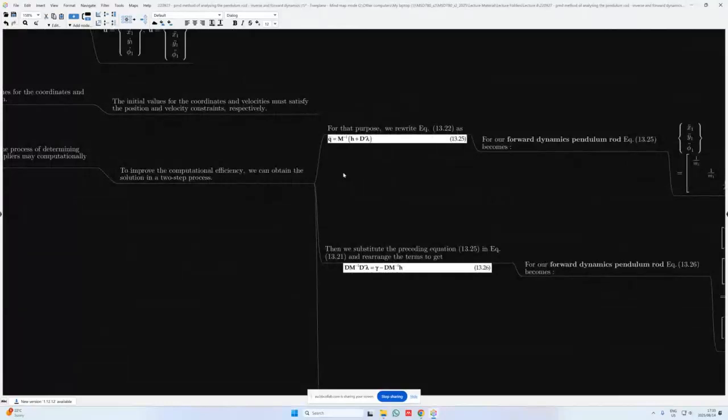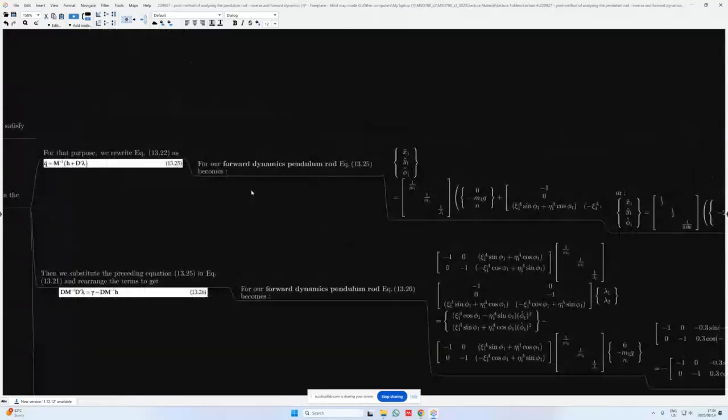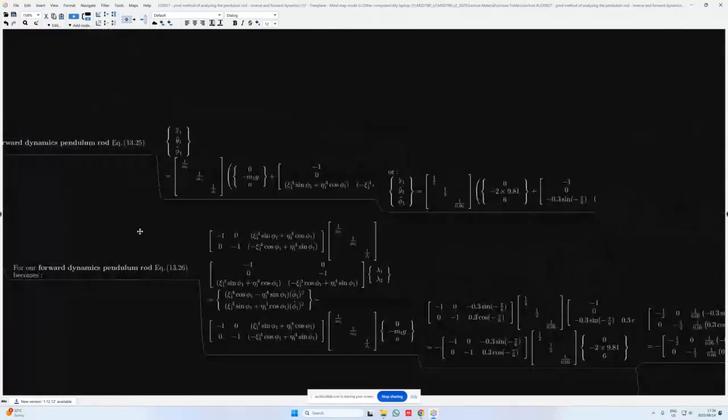In that case, we first rewrite equation 1322 in this form. So q double dot is equal to the inverse of the mass matrix multiplied by the applied forces plus the reaction forces. For our forward dynamics pendulum rod, equation 1325 is written in this extended version. All that we do is take the inverse of the mass matrix. Since we are working with a diagonal matrix, the inverse is simply 1 over m1, 1 over m1, and 1 over j1, with all other entries still equal to 0.